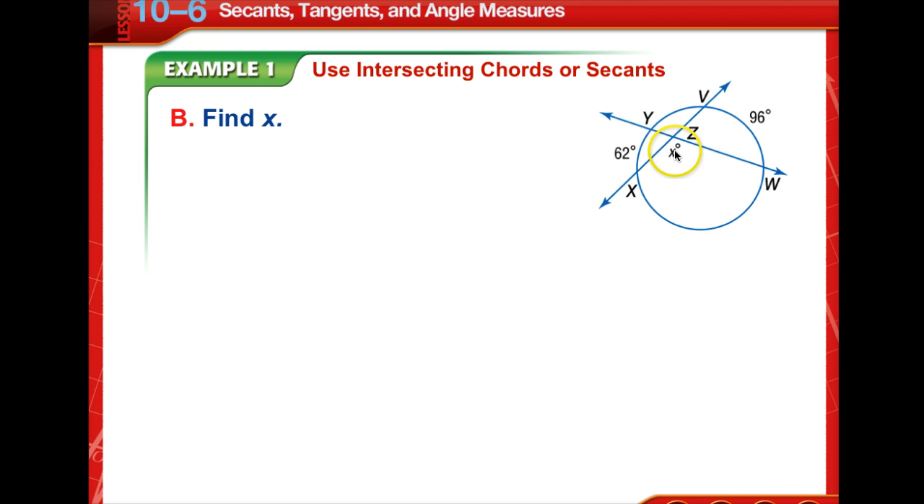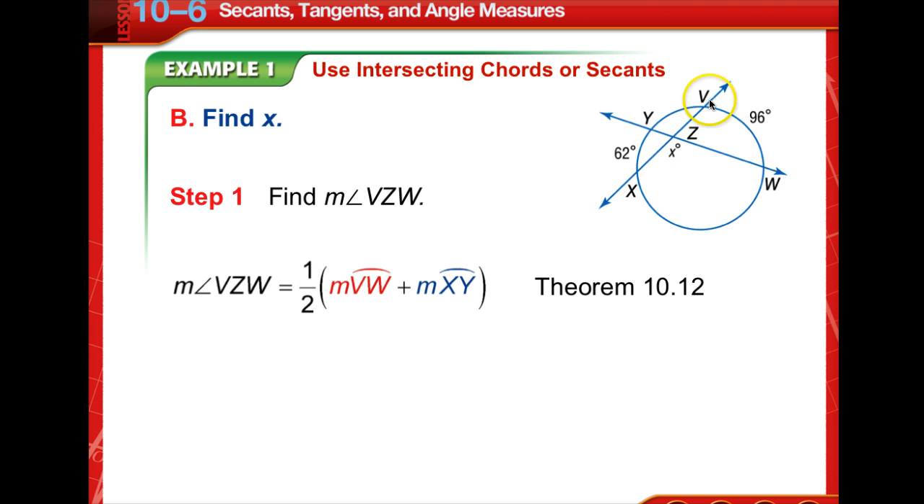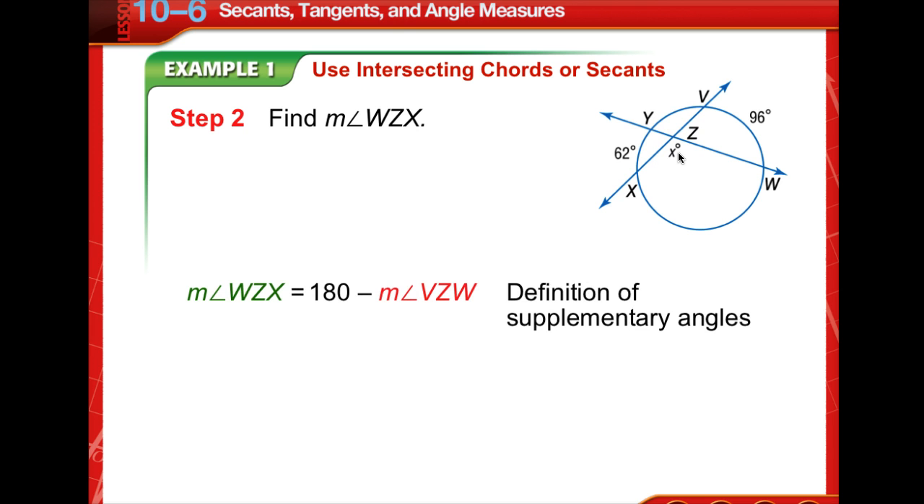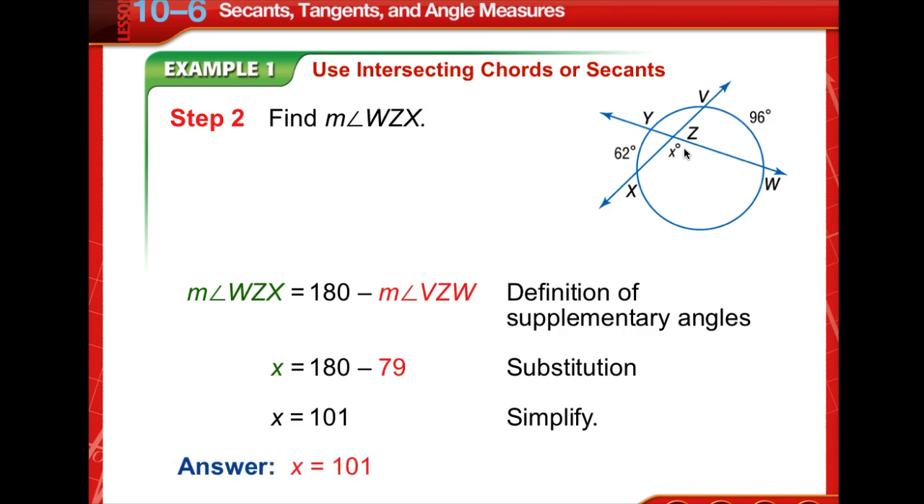Again, we're finding x, and we're asked to find the measurement of VZW. Okay, so this is a little different. We know that VZW is half of the measurement of 96 and 62 added together. So the measurement of Z is 79. Well, we know that these are supplementary angles. So 180 minus the 79 gives us the measurement of x. So we have to do just an extra step there. So x is 101.